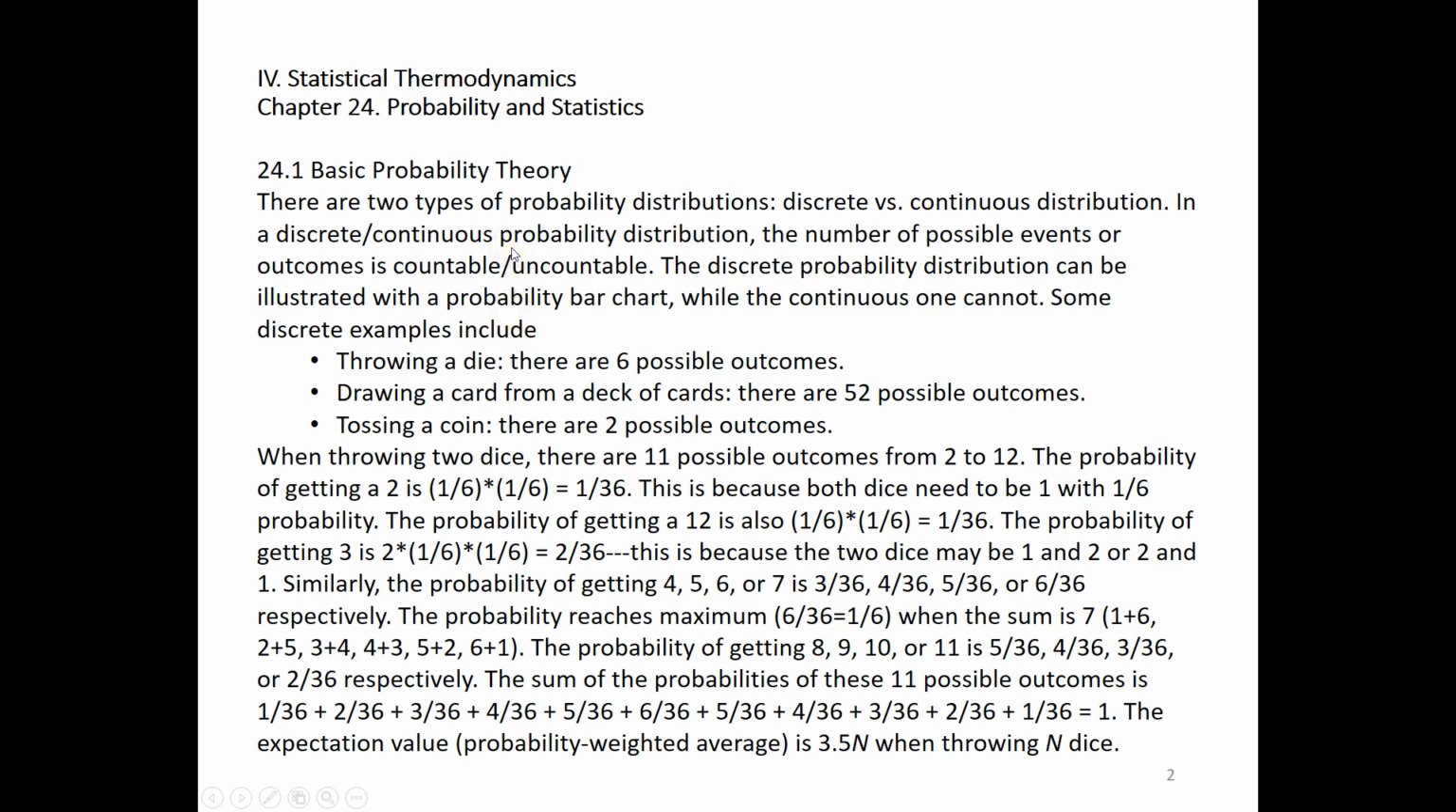Chapter 24, Probability and Statistics. Section 24.1, Basic Probability Theory.